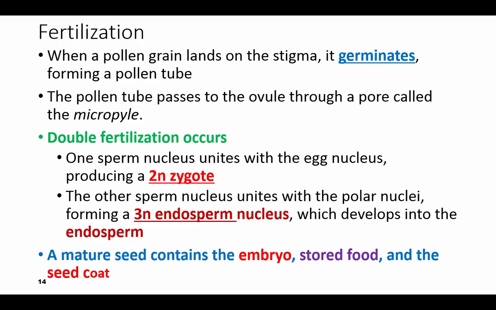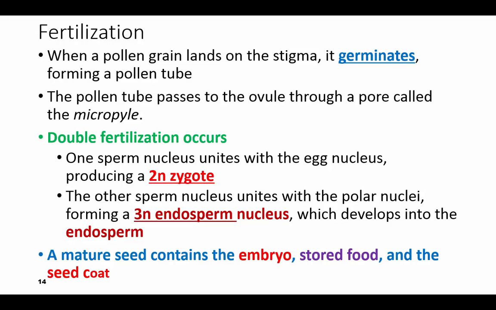Fertilization is when the pollen lands on the stigma. It makes this pollen tube that goes all the way to the ovule down there in the ovary, and it goes through a pore that's called the micropyle. And you have that double fertilization that we mentioned a while ago that happens. That's where the sperm unites with the egg, and that makes a diploid zygote.